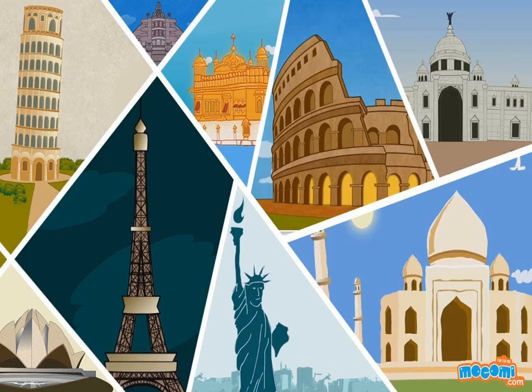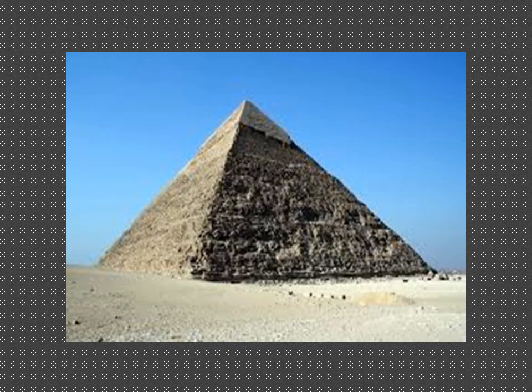One more picture is there. The pyramids of Egypt. Can you see? Yes. It has been standing for over 4,600 years. The writings, paintings, and artifacts inside the pyramids tell us a lot about the ancient Egyptians.